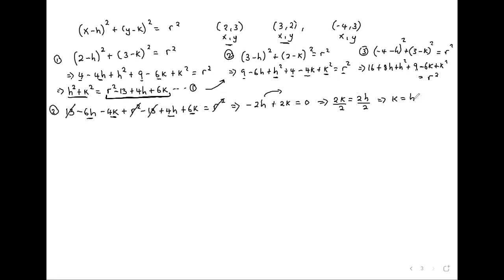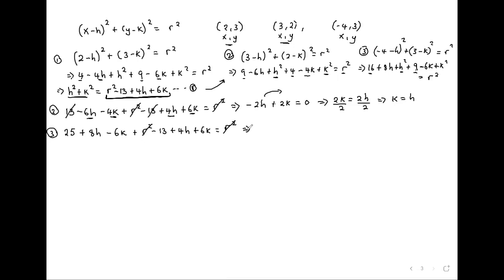So in the next equation, in equation 3, we'll substitute this equation 1 in equation 3. So we'll have 16 plus 9, that is 25, and then plus 8h, and then minus 6k. Then where we have h squared plus k squared, we're bringing r squared minus 13 plus 4h plus 6k is equal to r squared. We also know that r squared and r squared will go. And then the other ones, they will simplify.